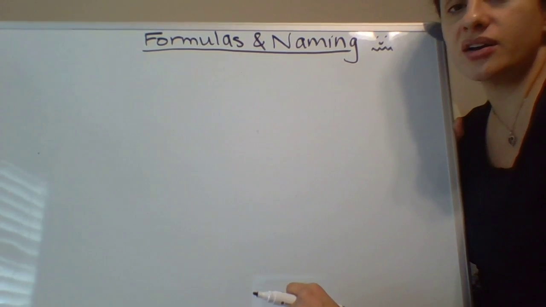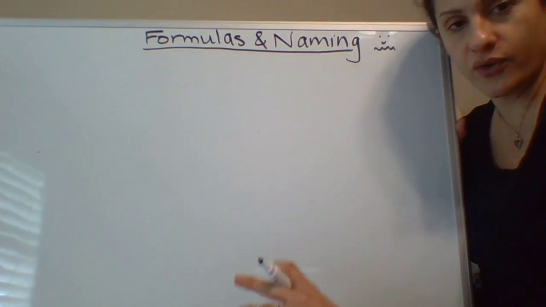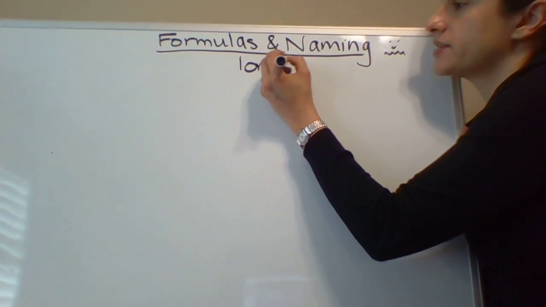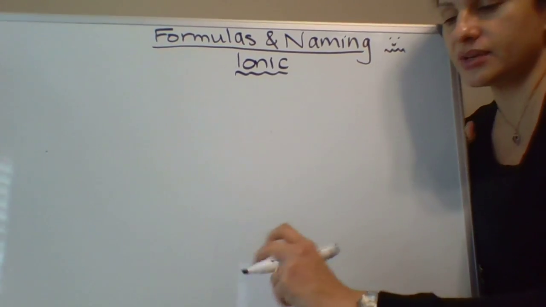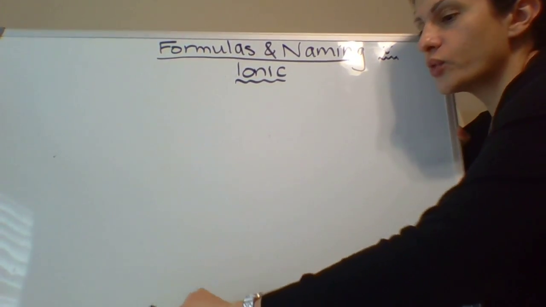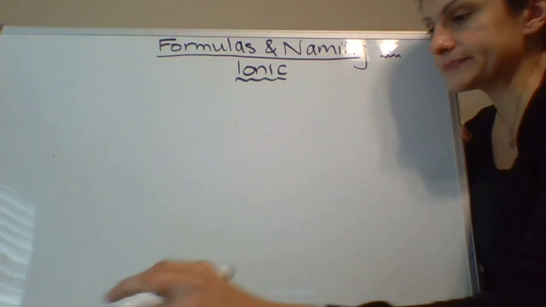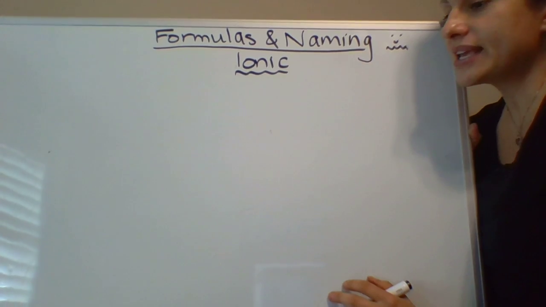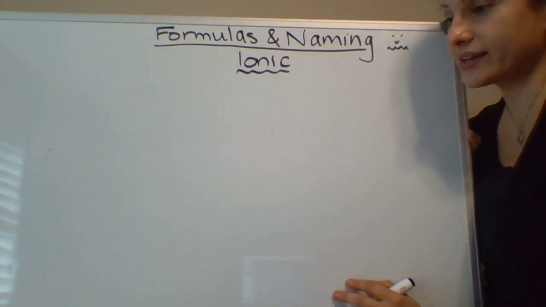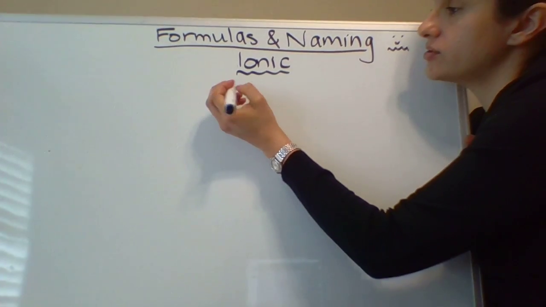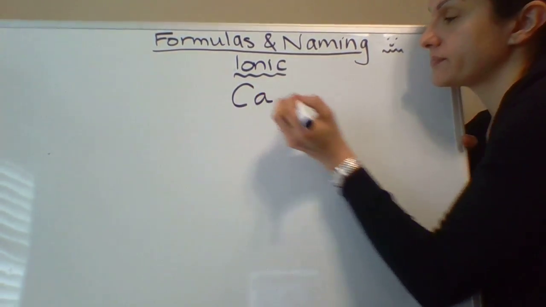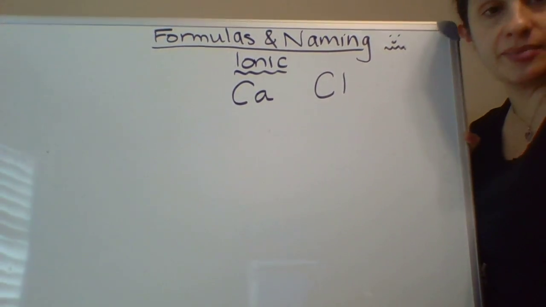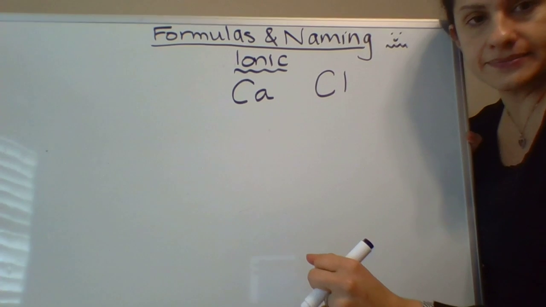Now we are going to start with ionic compounds first, before we get to molecular. So we're going to focus now just on ionic, and then we'll go on to molecular afterwards. There are rules when it comes to ionic bonding. The first thing to do is, let's say I tell you calcium and chloride react. So I'm telling you that you're going to have calcium and you're going to have chlorine react. What would the formula be? How do I know what ratio it's going to be in?